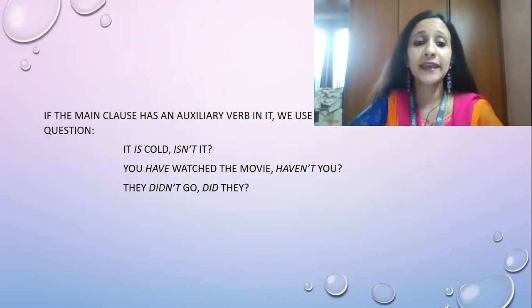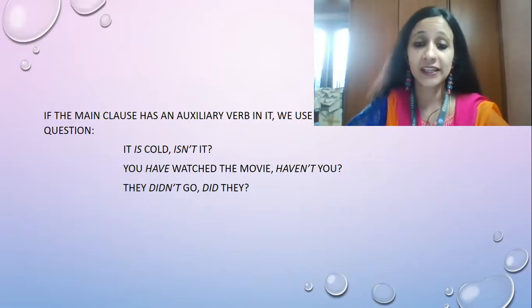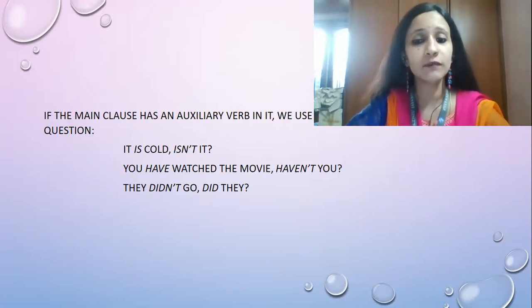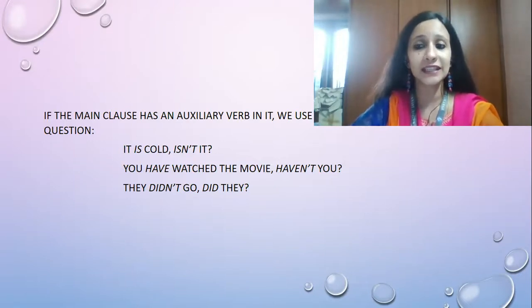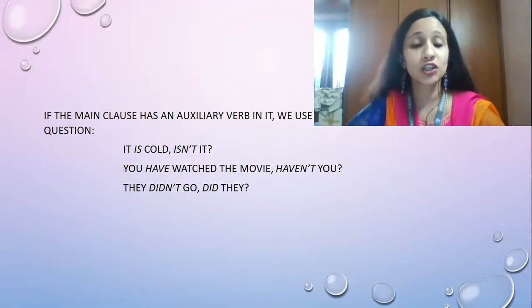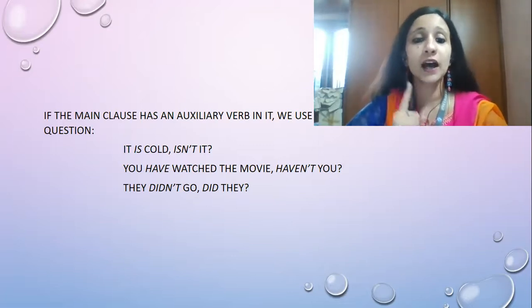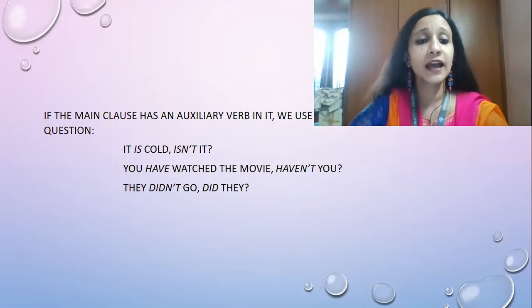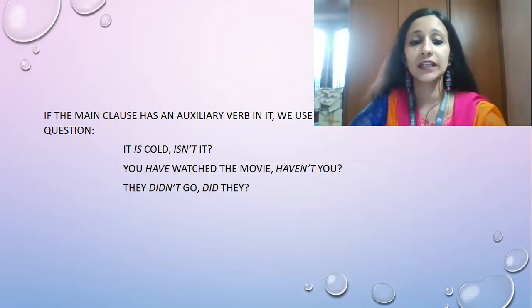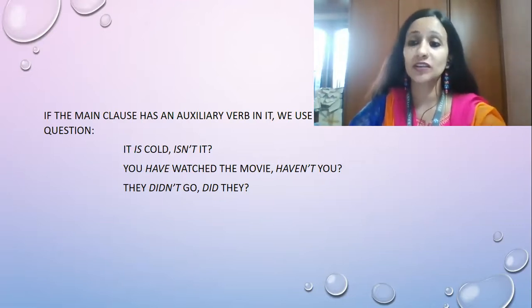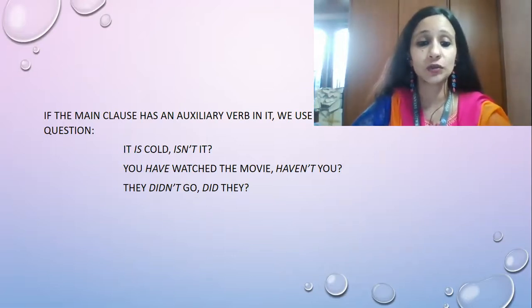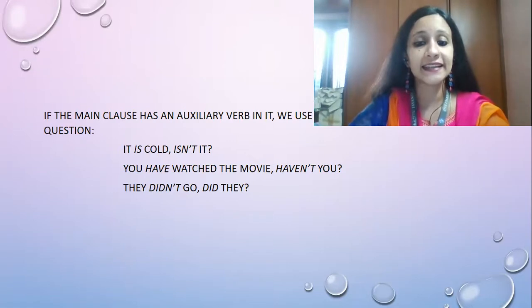So here, the main clause, which is your first sentence, has a verb in it. Recognize that verb and use the same verb in your question tag, such as this example. It is cold, isn't it? Look at how a positive is has been in the question tag changed to a negative of the same auxiliary verb. All right. You have watched the movie, haven't you? Have is the auxiliary verb, and we use the same in the question tag as a negative, haven't you? They didn't go, did they?